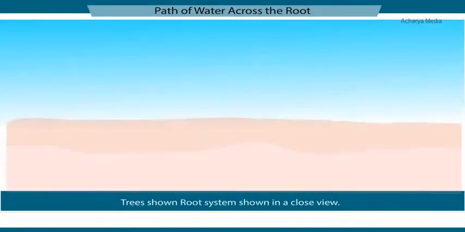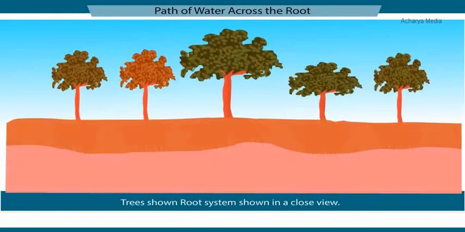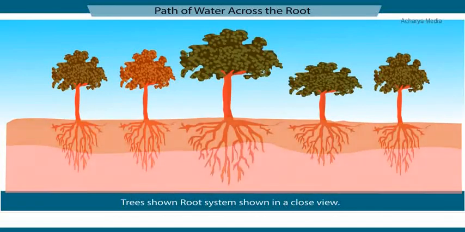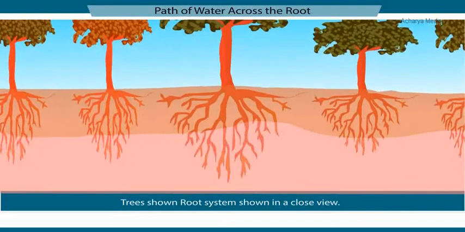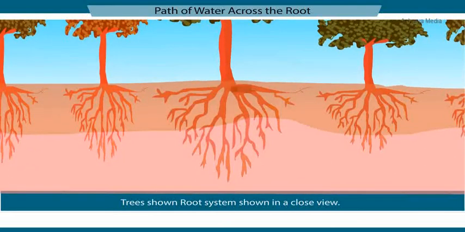It would have fascinated how the water from the soil moves to the roots and to the top of the tree. Here are some trees. Let's look at the mechanism of movement of water across the root. Observe the roots of the trees. They are branched and contain minute root hairs to absorb waters and minerals from the soil.